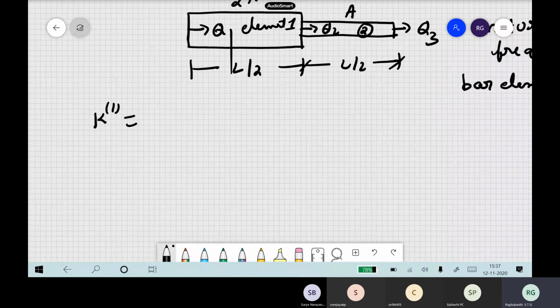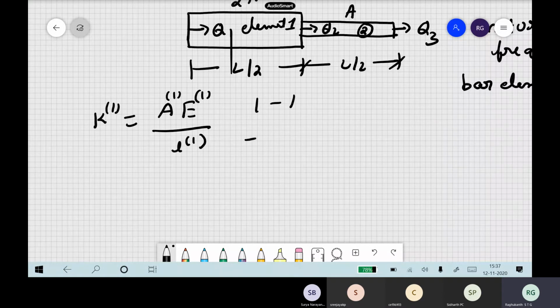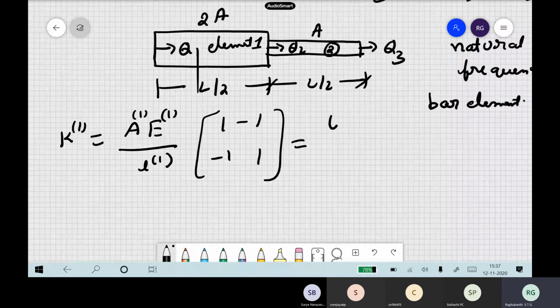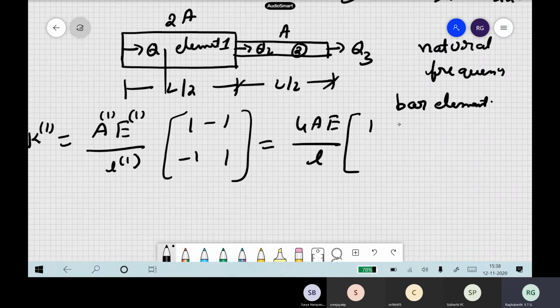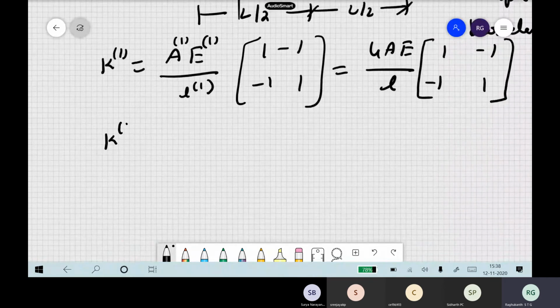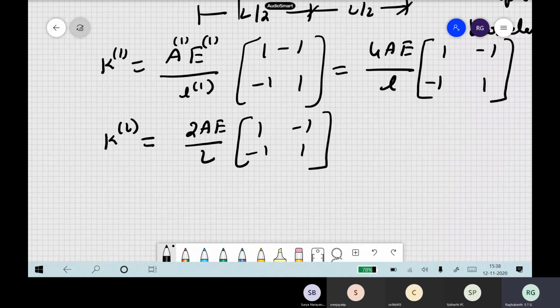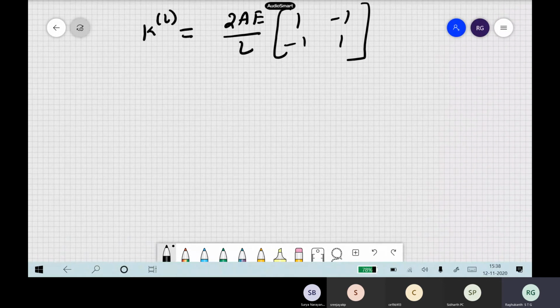For the stiffness matrix, we have already calculated it for the bar element: AE by L of the element, times [1 -1; -1 1]. For this problem, the area is 2A and the length is L by 2, so you can write this as [1 -1; -1 1] for element 1. Now for element 2, the area is different, so you have 2AE by L, times [1 -1; -1 1]. These are the stiffness matrices for the first and second elements.